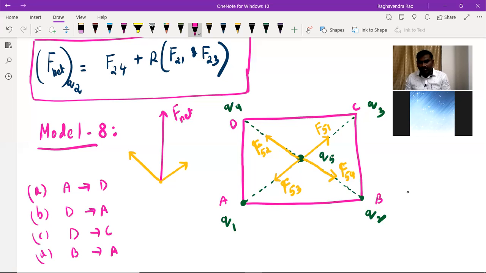A to D means upwards, so this is not the correct option. D to A means downwards, so this is the correct option. Not D to C like this, not B to A like this, and also not A to D. This is an NCERT exercise question.